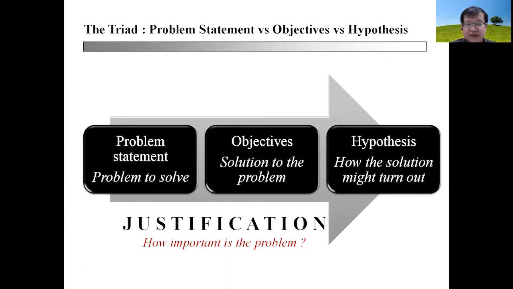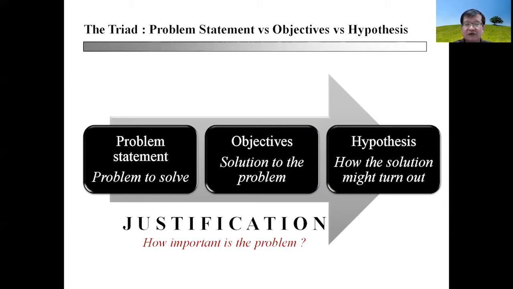How the problem statement, objectives, and hypotheses are related to each other is actually best described by this diagram. The problem statement will be something that you want to solve, and the objectives itself will be the solution to the problem that you propose to solve. Hypothesis, on the other hand, will be how the solution might turn out.